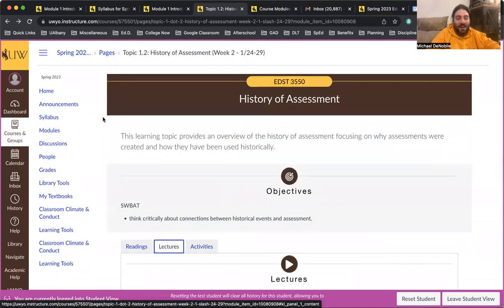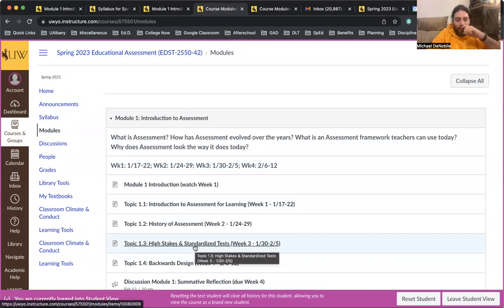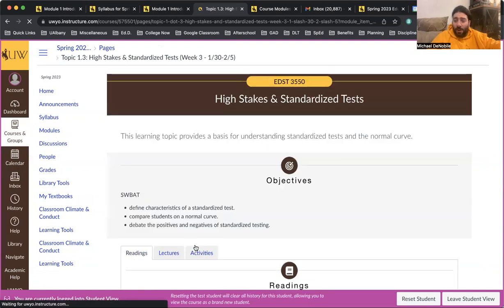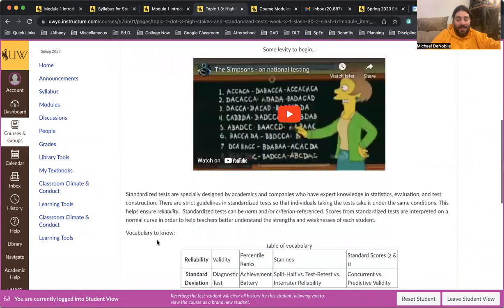So that was lesson topic 1.2, history of assessment, which will then bring us into high stakes and standardized tests, which, as you can see, will be January 30th to February 5th. Always a great topic, always controversial. It seems like people either love them or hate them. I've got my own personal opinions on them. Maybe I'll share them after you do this particular lesson, of how I feel about high stakes testing.